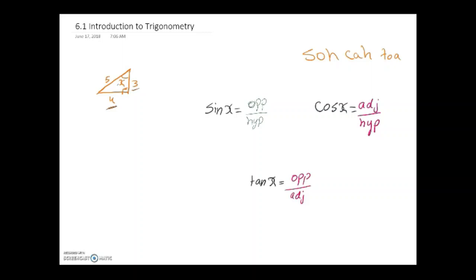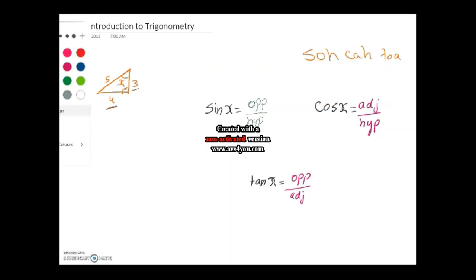Now, sine x equals the opposite over hypotenuse. The opposite now is 4. Oops, sorry, x is kind of weird. Sine x equals the opposite, which is 4, over the hypotenuse, which is 5. As I said, the hypotenuse is always the same. It does not change.